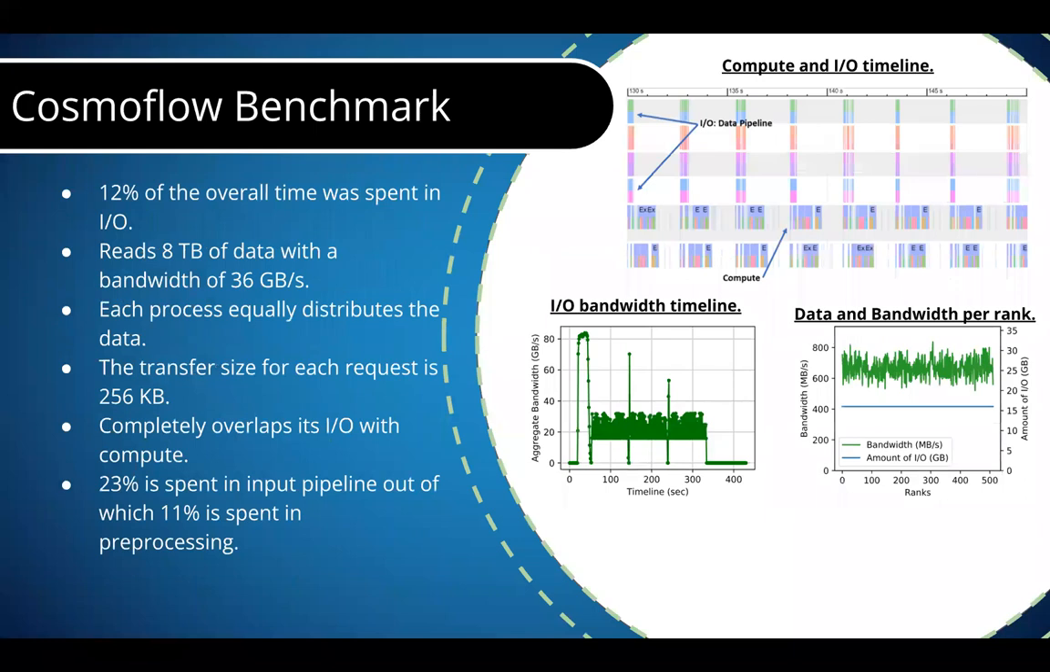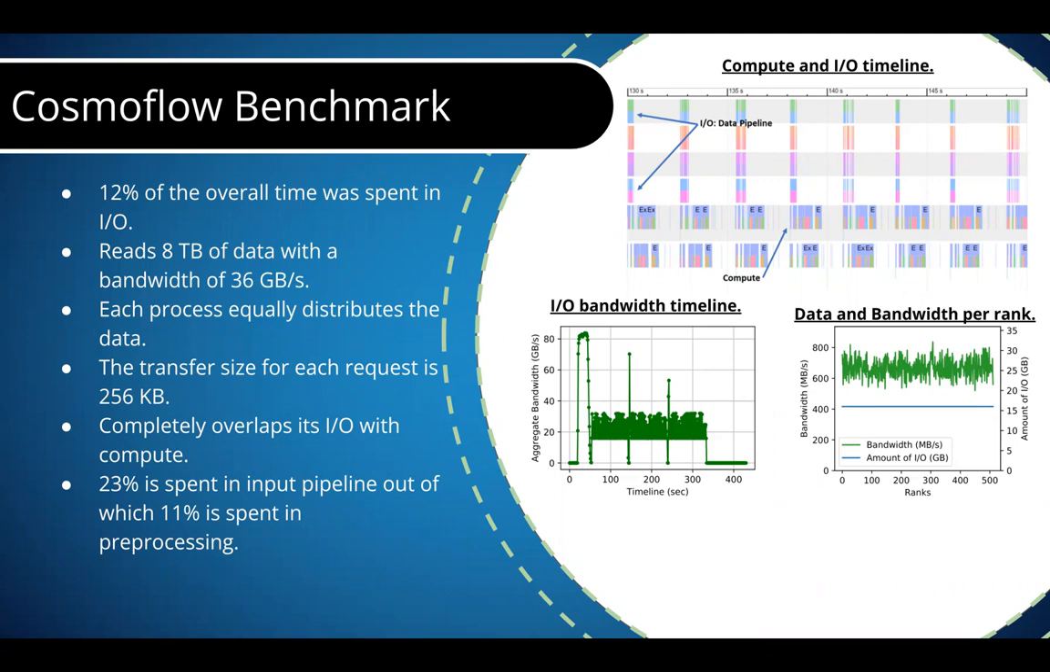For the CosmoFlow benchmark, which was written with the TensorFlow data pipeline, we see only 12% of the overall time was spent in IO. The application runs over 4 epochs with an aggregate bandwidth of 36 gigabytes per second. That was the maximum bandwidth we saw in any of the applications. Whenever we were using the TensorFlow data pipeline, it actually gave very good bandwidth from the Palo Alto system. The data was evenly distributed among all the processes of training.